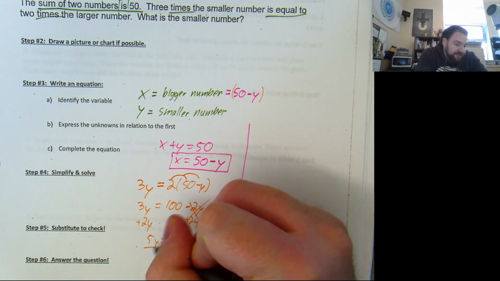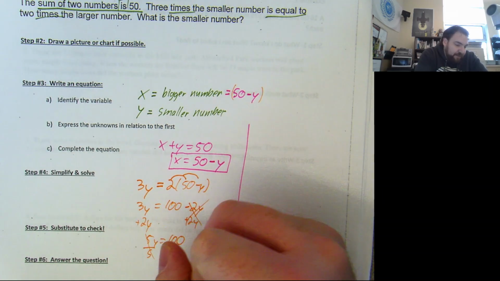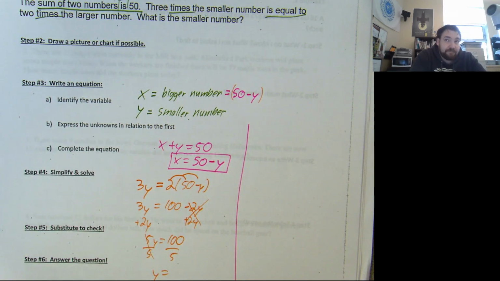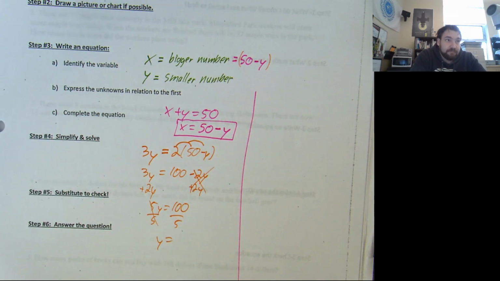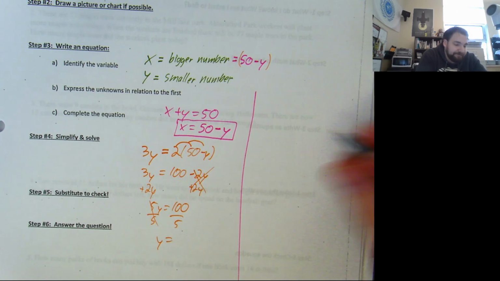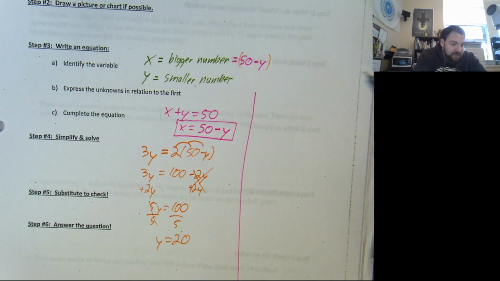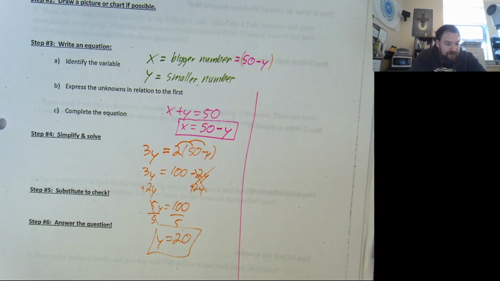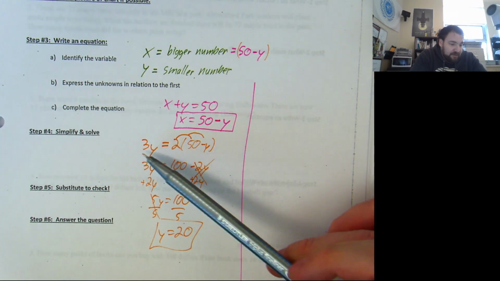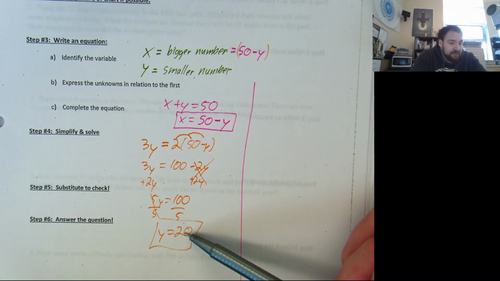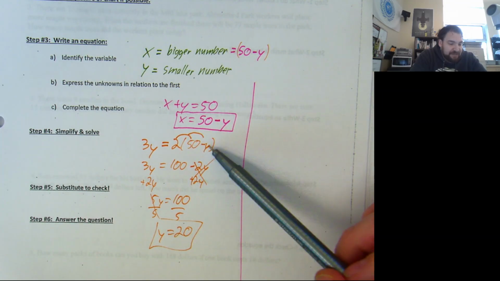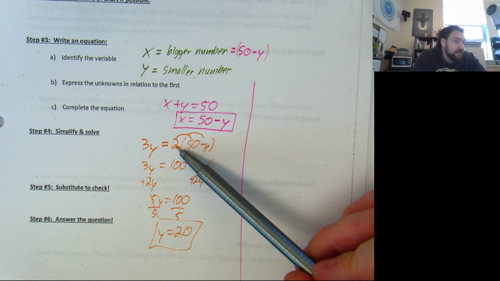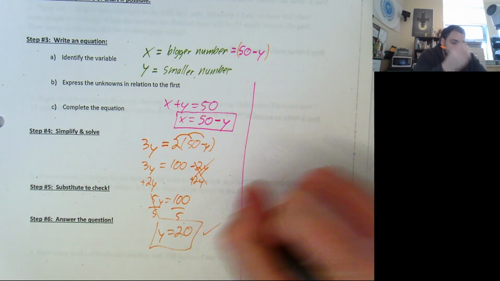We want y, so let's divide by 5. 100 divided by 5 is 20. So that is allegedly the smaller number. Let's plug it back in and check. 3 times 20 is 60. 50 minus 20 is 30, times 2 is also 60. So this is good.